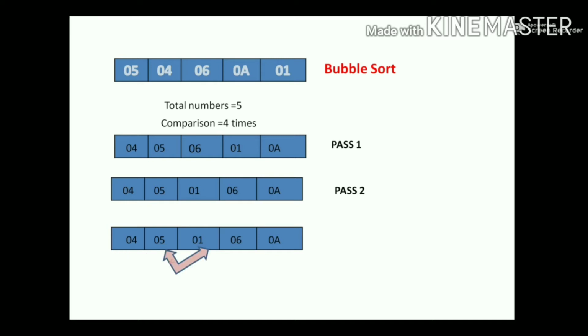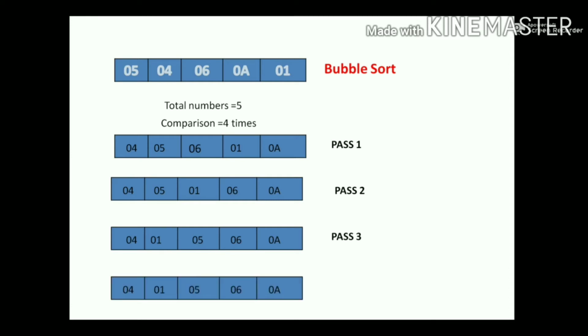05, 01, yes. Now 01 is less than 05, so we need to change the position of 05 and 01. So 01 will come first, and 05 will go next to it. Now 05, 06, no change. 06, 0A, again no change. That will be pass number 3.